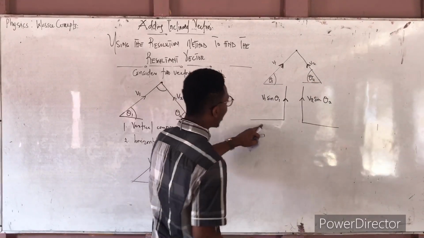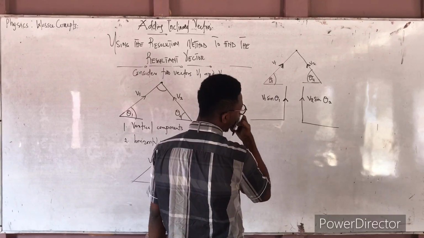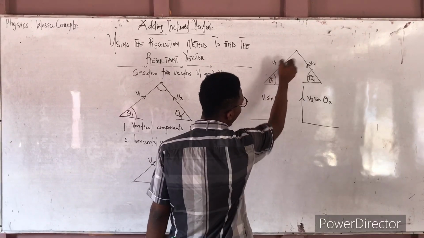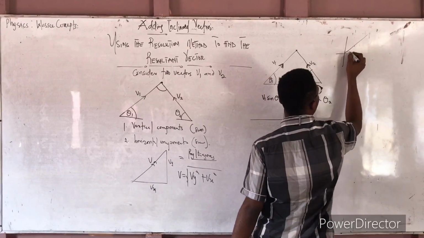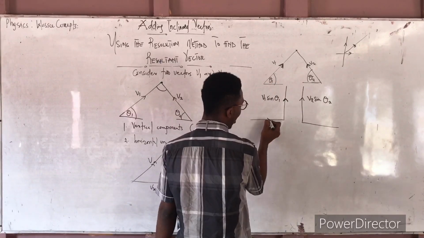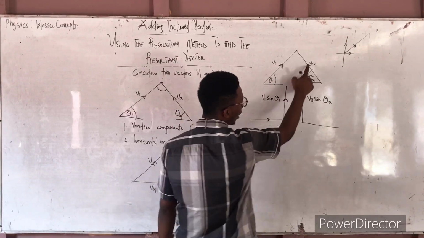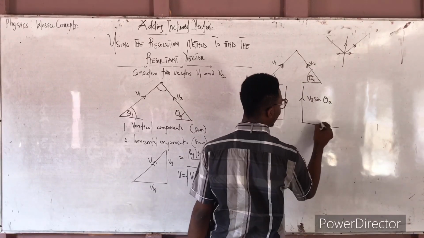Now the horizontal component you can find here. The horizontal component you can find here. Since the direction is this way, it is inclined in this direction. The horizontal component direction is what? The vertical component here, the horizontal component direction is here. So the direction is this way. And this one, since it is this way, the horizontal component direction is this way.